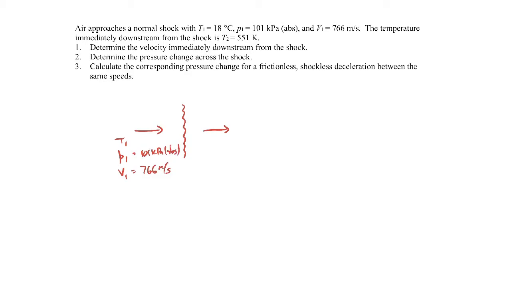Notice the pressure is an absolute pressure. The temperature, however, is not an absolute temperature, so it's worthwhile for us to convert that over. So let's see, we'd add 273 to that. So 273 added to 18. Sorry, I have to do that. It's 291 Kelvin, right?